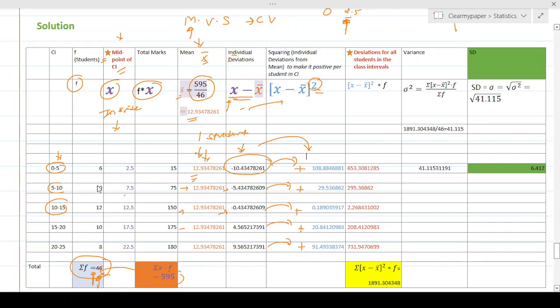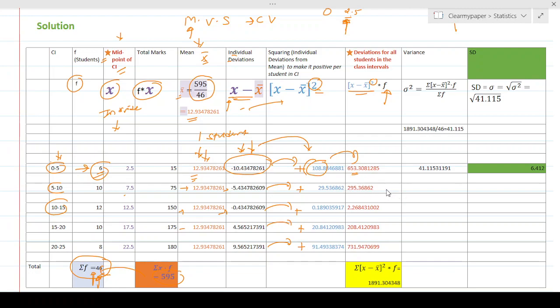Let me repeat it again. This is the deviation for one student, how far he or she is from the mean. And this is the square difference to make it positive for one student. But I've got 6 students in this class interval, so I'm going to multiply the square difference of 108 by the frequency 6 to get this value. Put together, this is the square difference for all the 6 students in this class interval, 653.